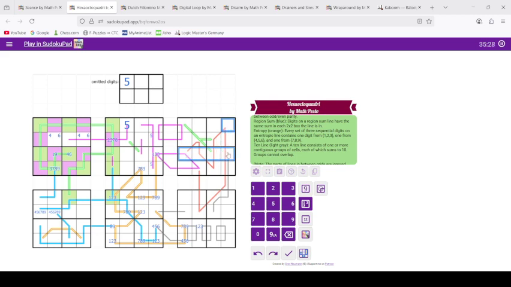Oh, these are all even or all odd. That's fun. Oopsie daisy. Those are opposite parity, which means those must be opposite parity. These can be labeled as 4, 5, 6.